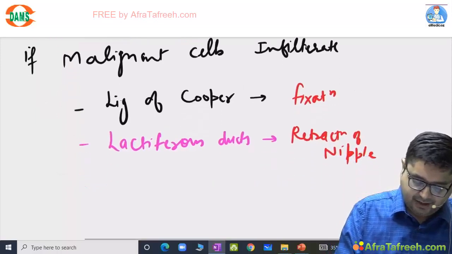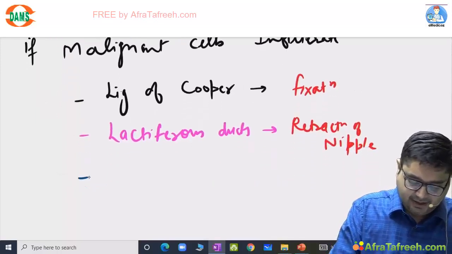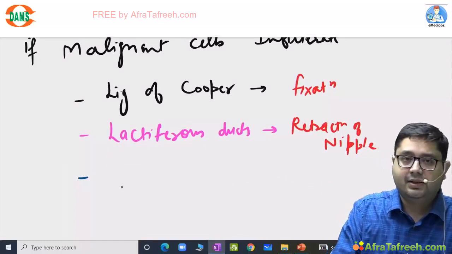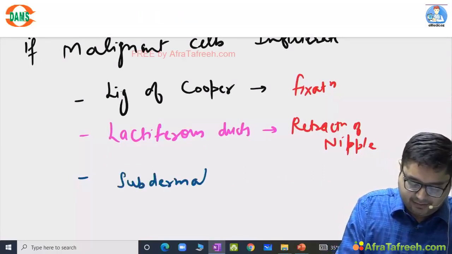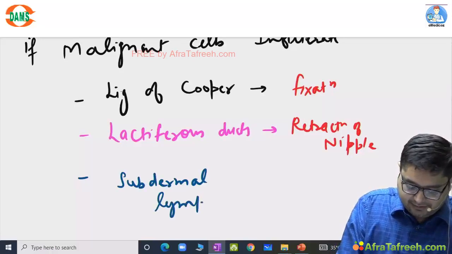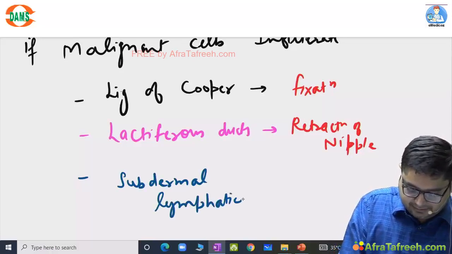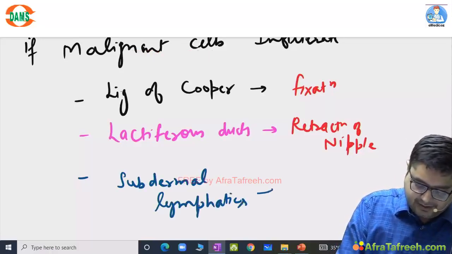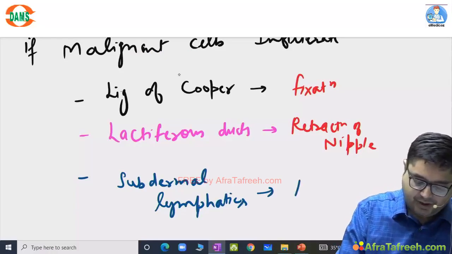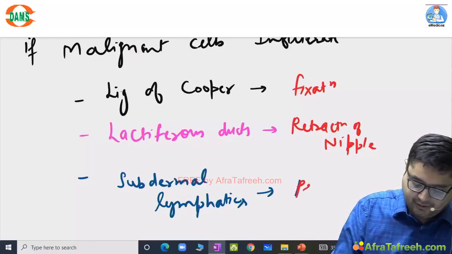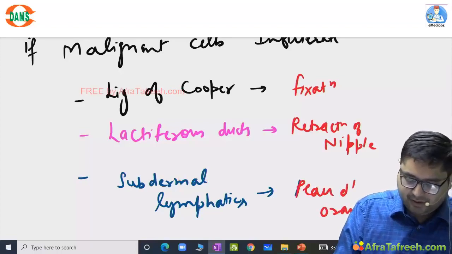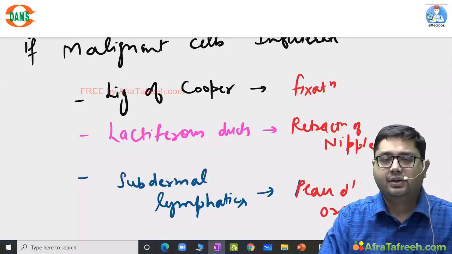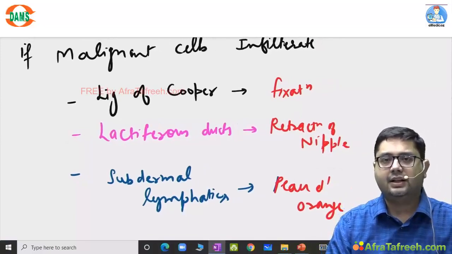Then if malignant cells infiltrate the subdermal lymphatics, it will lead to the peau d'orange appearance, right? So that is what we have to understand in the breast.